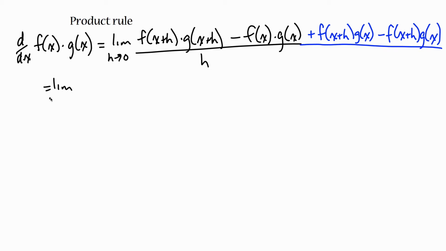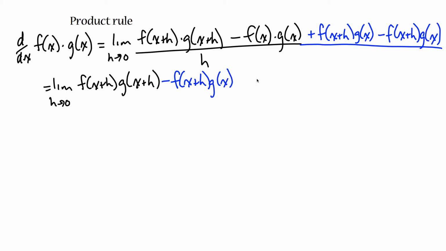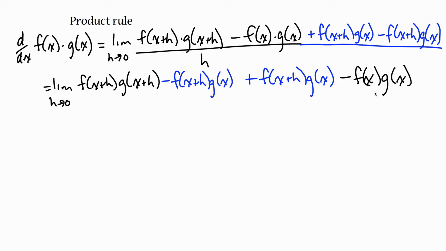Now I can say the limit as h goes to 0. So now on top I'm going to rearrange a bit. I'm going to take f at x plus h times g at x plus h, and I'm going to subtract, in blue, one of those, f at x plus h times g of x. Now I'm going to add the other one, f at x plus h times g at x, and then subtract f at x times g of x. And that's all still over h.